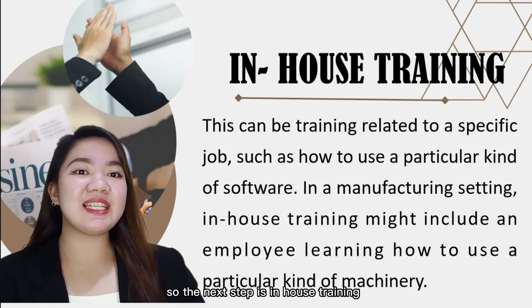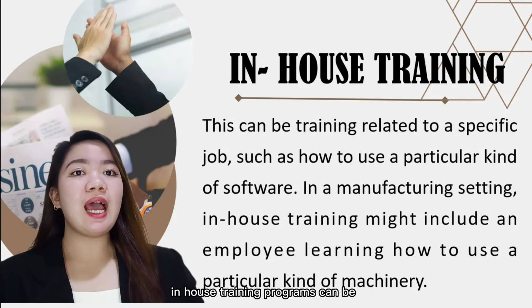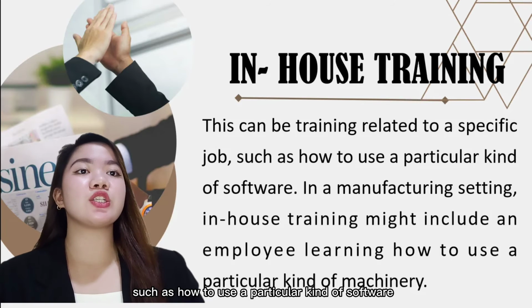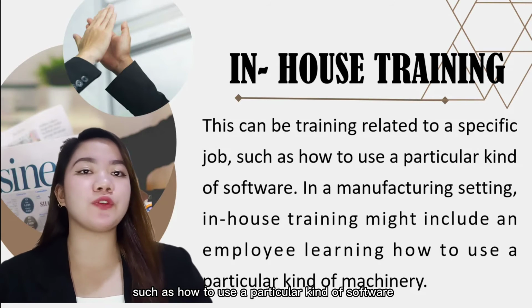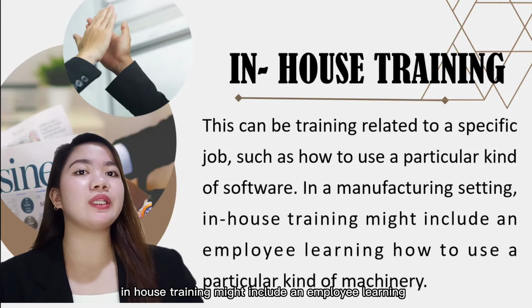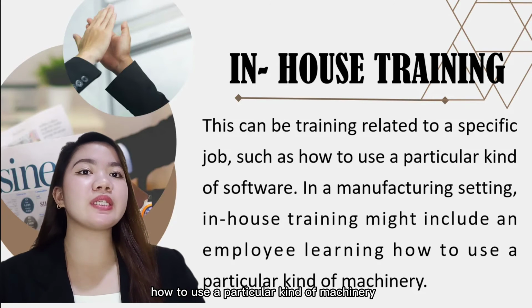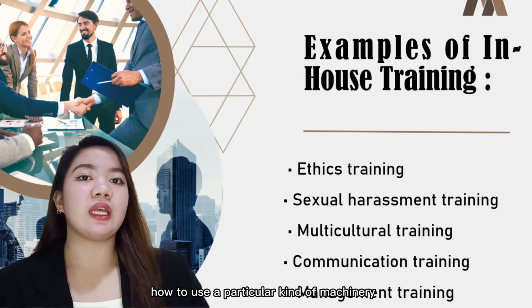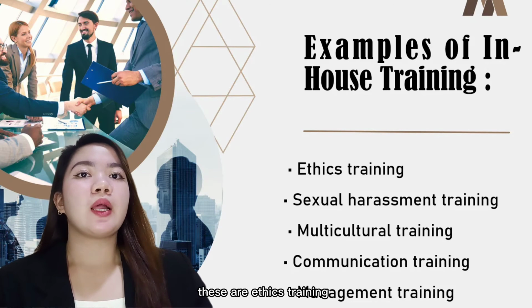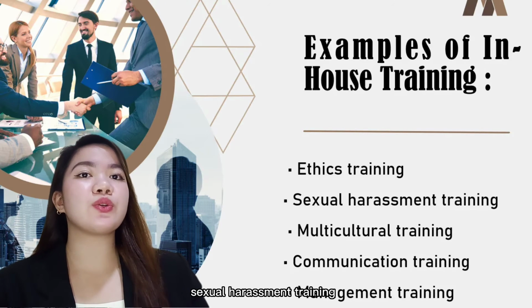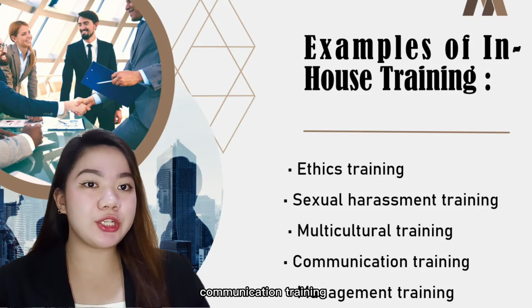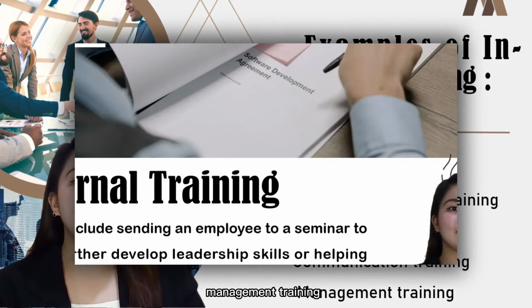So the next step is in-house training. In-house training programs can be training related to a specific job, such as how to use a particular kind of software. In a manufacturing setting, in-house training might include an employee learning how to use a particular kind of machinery. So here are examples of in-house training. These are ethics training, sexual harassment training, multicultural training, communication training, management training.